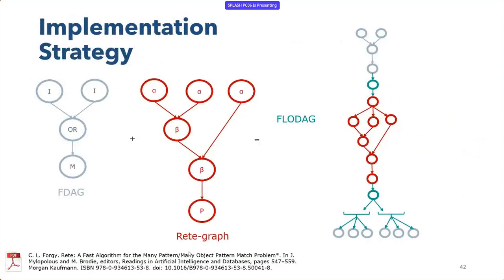So as I previously said, the reactor and the rules are compiled into a DAG: the FDAG for the functional part, the read graph for the logical part, and they are interconnected by inter-paradigm nodes, which result then in a flow DAG, which connects both kinds of DAGs.